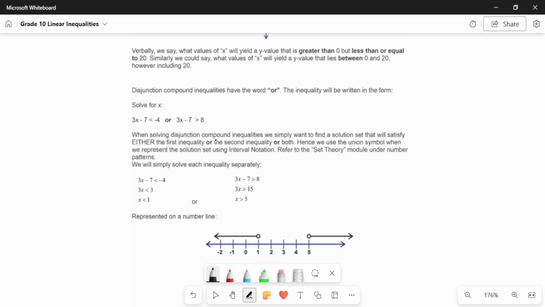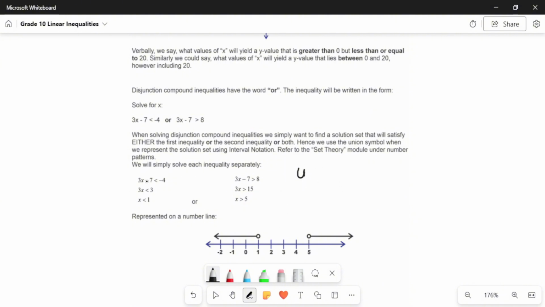When solving disjunction compound inequalities, we simply want to find a solution set that will satisfy either the first inequality or the second inequality or both. Very important, right? Hence we use the union symbol when we represent the solution set using interval notation. The union is this U. Keep that in mind. Refer to the set theory module under number patterns, but for now you just need to remember that U.